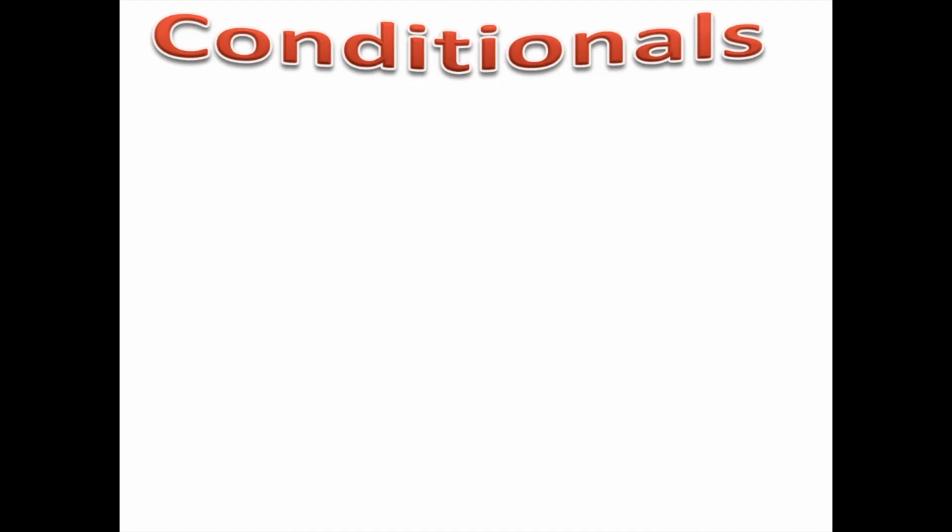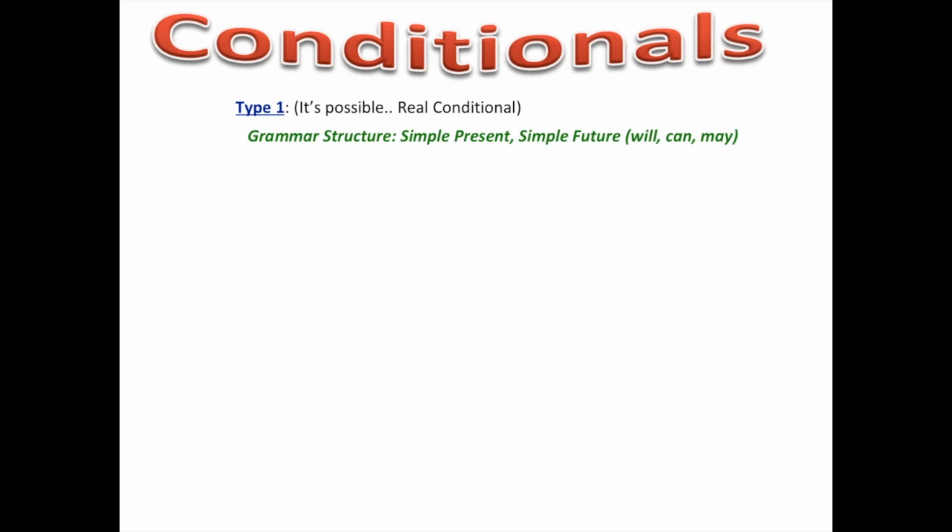And hey, my friends, here we are again, and today we're going to learn about conditionals. In English, there are three types of conditionals. We're going to see each of them, and then try to understand how to use them and when to use them. The first one that we have is conditional type 1. Type 1 is the conditional that is possible. It's called the real conditional. The structure for this type of conditional is simple present and simple future.